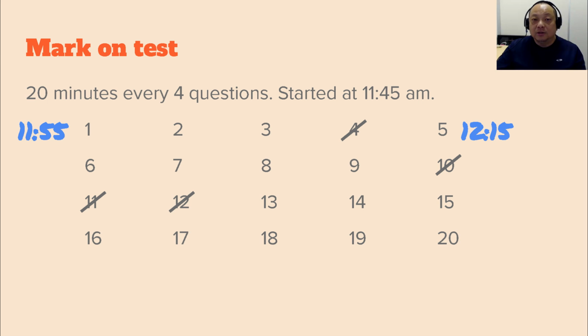Count the next 4. We're at question 9 and 12:35 p.m. Count the next 4 and skipping the question we already did, we are at question 16 at 12:55 p.m. Final 4 questions, we should finish the test at 1:15. This is our pacing guide for the rest of the questions after the reallocation.